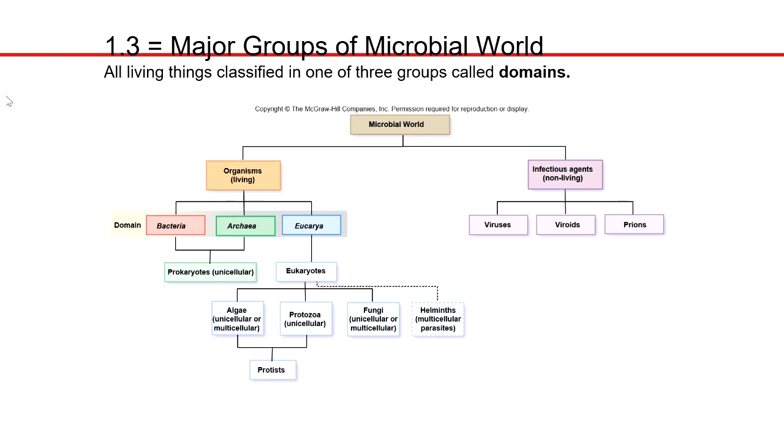This is the most important slide out of chapter 1. They're going to take you and break you down into domains. So we have the living organisms and the infectious agents. Okay, so you have the prokaryotes. Remember, pro means pre, karyo means nucleus. So they don't have a true nucleus. That's the bacteria and the archaea.